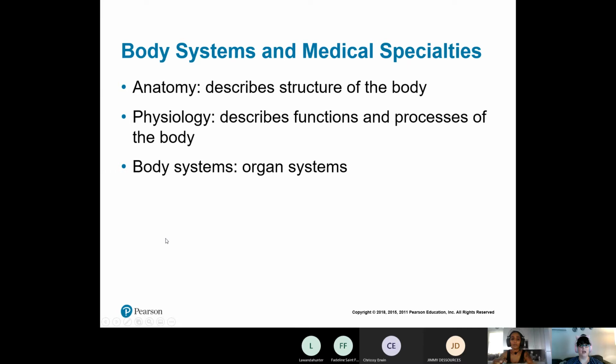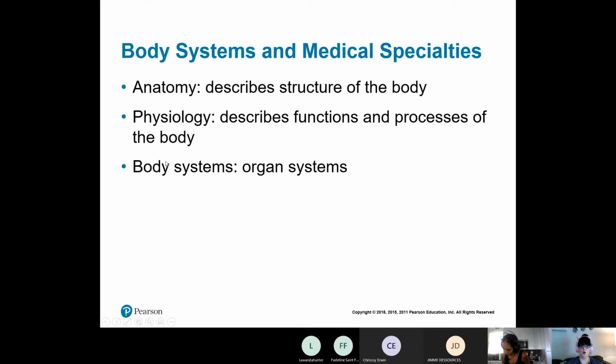Body, okay, anatomy, these are basic terms. This is something you'd want to know what it meant. You'd write this down and know this. Anatomy describes the structure of the body. Physiology describes its function and process. That's why you take anatomy and physiology together. We call it AP, right?